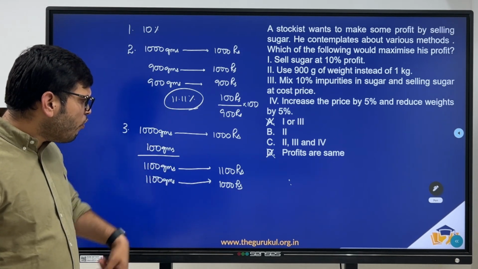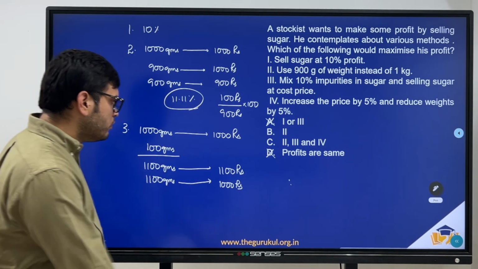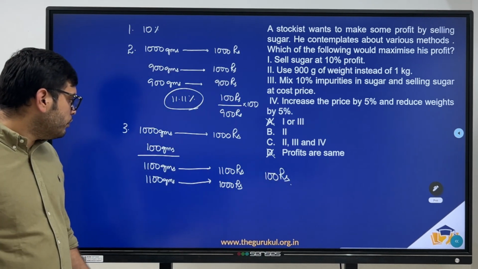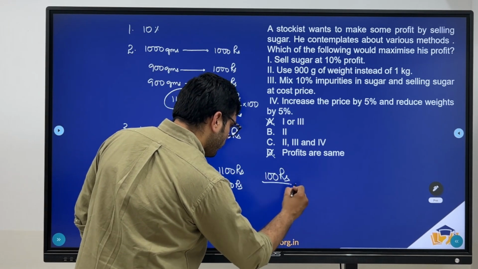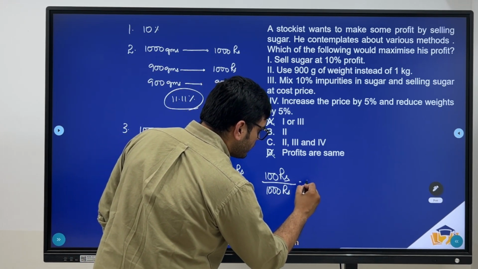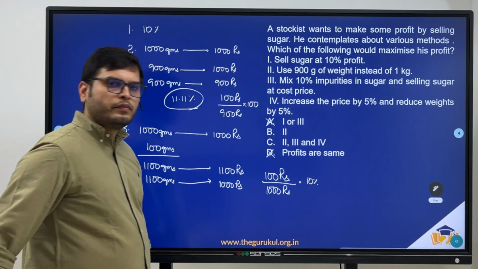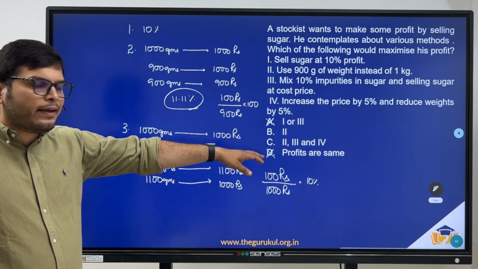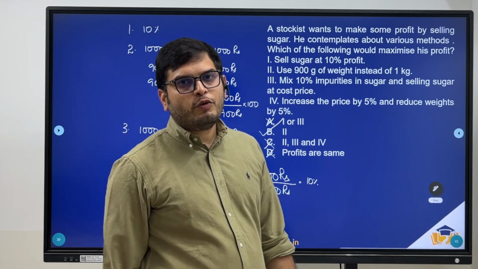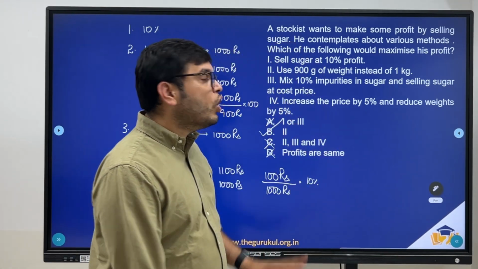So what was the profit earned? 100 rupees. On what was the investment? 1000 rupees. So that is 10%, right? So again, 2 and 3 cannot have the same profit, so you can eliminate option C. Option B should be the answer to this question. No need to check option 4.